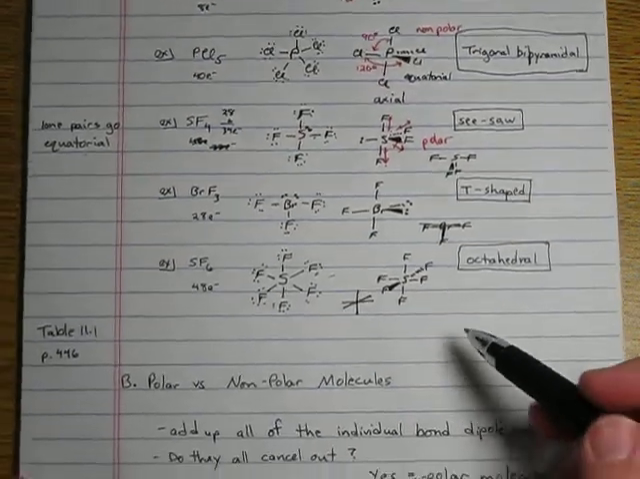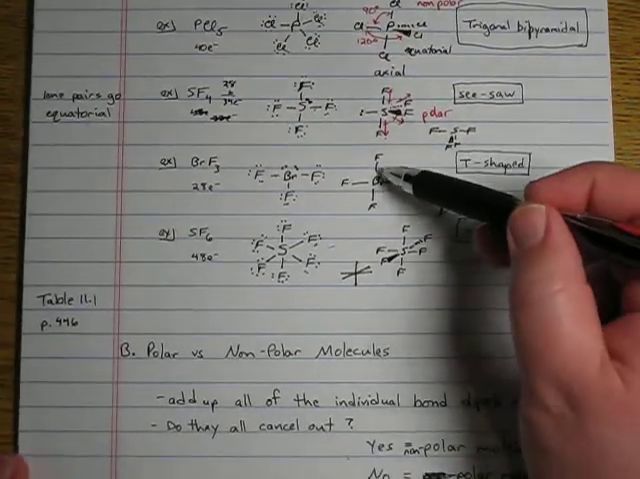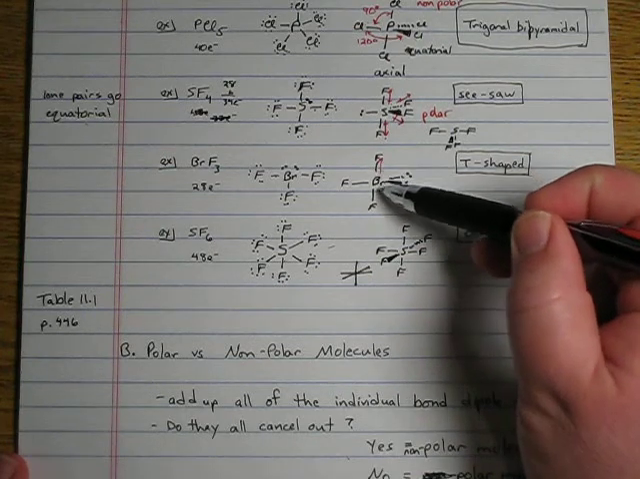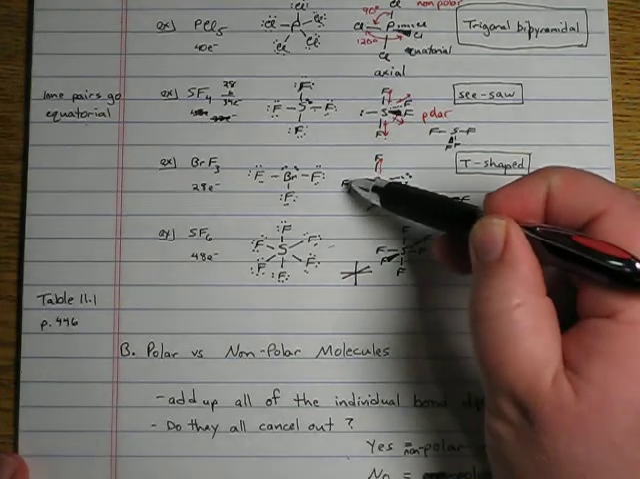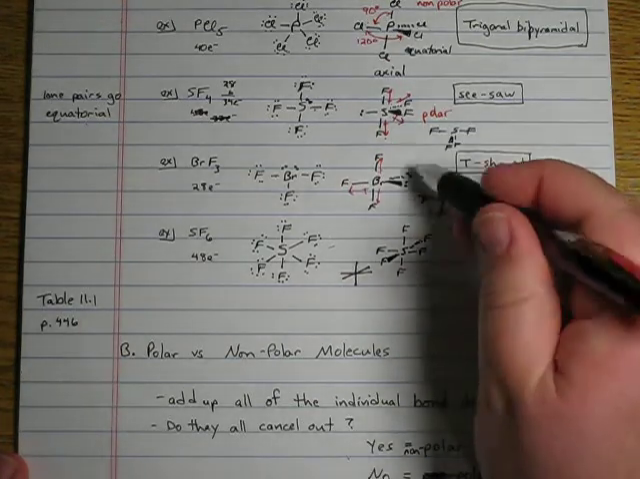Running through these a little quick, we can see, okay, we've got an arrow here, an arrow here. Those two cancel each other out. This one is not canceled out by those lone pairs, so this is also polar.